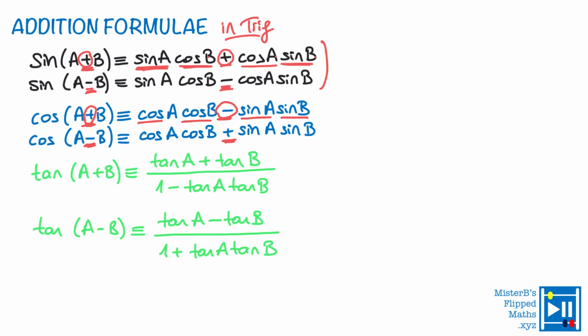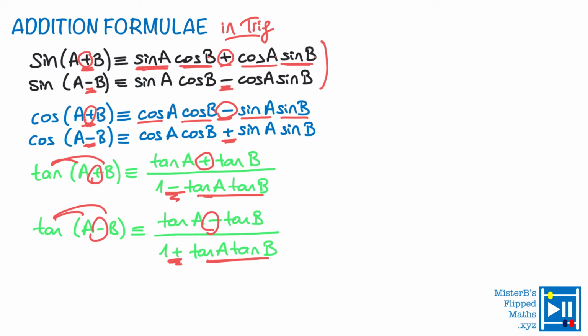Whereas in tangent, you can see that there's a fraction here. But again, the signs are the same here, but different here. And it is always a product of tangent A and tangent B in the denominator. So it's either 1 minus tangent A tangent B or 1 plus tangent A tangent B. And at the top, it's always tangent A plus tangent B or tangent A minus tangent B. So once you start using them a few times, it's going to start sticking in your mind.